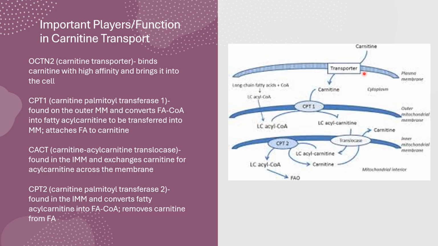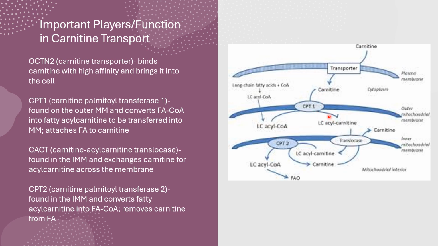the inner plasma. Once carnitine hits your outer mitochondrial membrane, it'll encounter this enzyme, carnitine palmitoyl transferase 1, and this enzyme is responsible for binding a fatty acid chain to carnitine so that it can enter into the inner mitochondrial membrane. This fatty acid chain cannot enter unless it has carnitine attached to it.